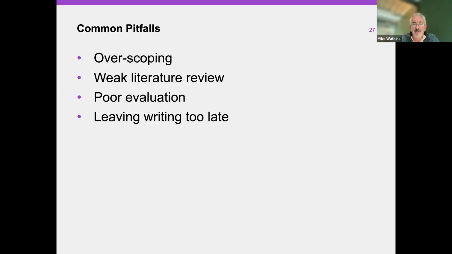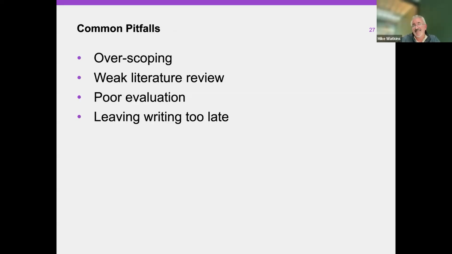In terms of common pitfalls, the four things that students commonly fail on, firstly, is that they overscope their project. They define their project as being too big. They think it has to do everything and be available to everybody. Don't do that. Pick a problem that has edges. Pick a problem that has a clear scope to it. A poor or weak literature review is another issue.